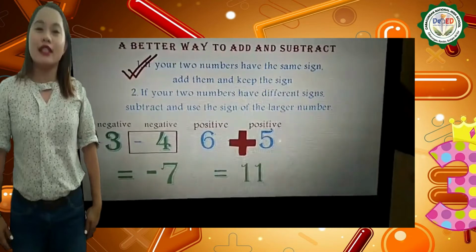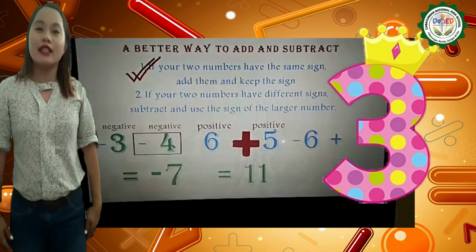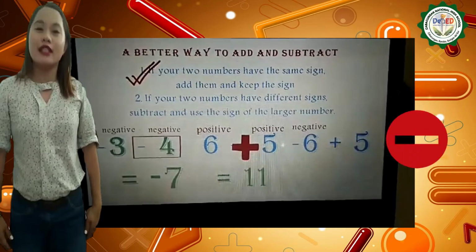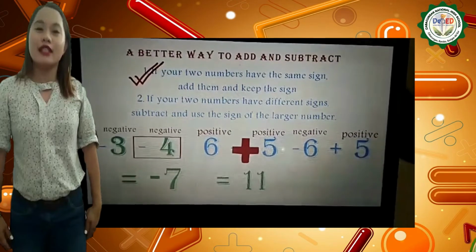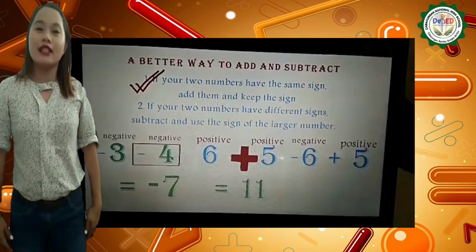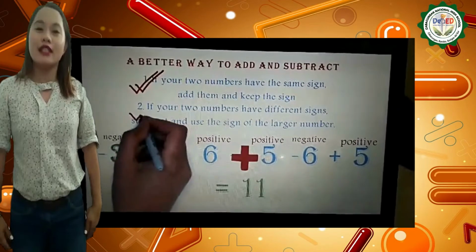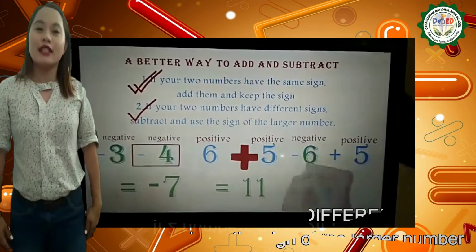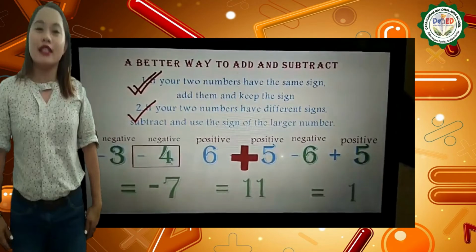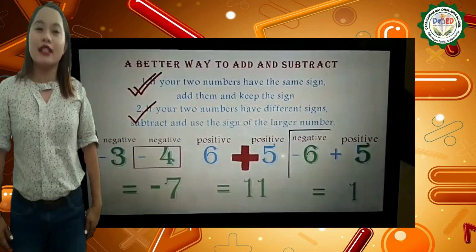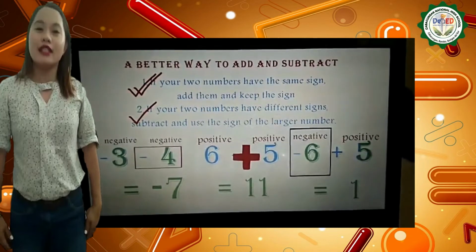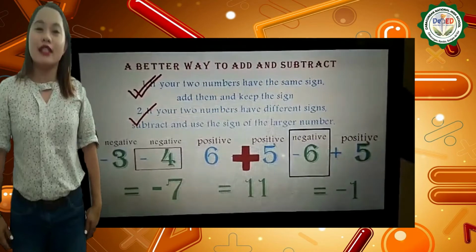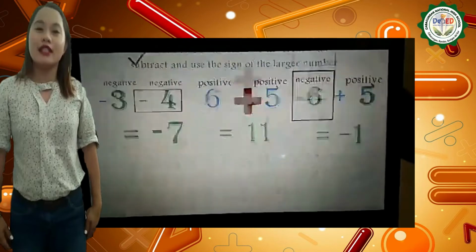Example number 3. Negative 6 plus 5. Here we know that 6 is negative and number 5 is positive. Therefore, they have different signs. As the rule goes, if two numbers have different signs, subtract and use the sign of the larger number. So we will do 6 minus 5. There is 1. Here we see that the larger number was 6 and the sign is negative. So we will use that. The final answer is negative 1.